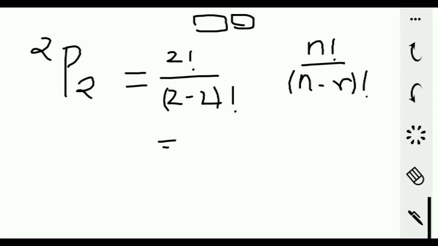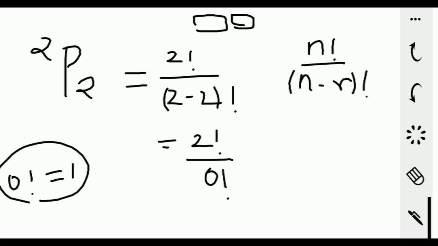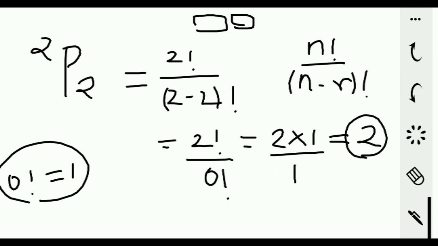So it will become 2 factorial divided by 2 minus 2, which is 0, so it will be 0 factorial. Now I taught you that 0 factorial is always equal to 1. So this will be 2 into 1 divided by 1. So the possible number of ways of arrangement is 2. And this answer we also got in the previous example by having some basic sense of calculation.